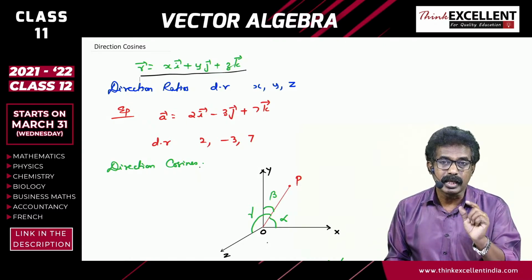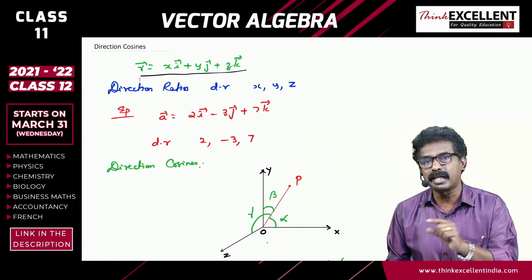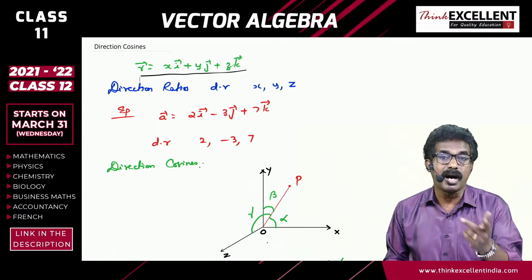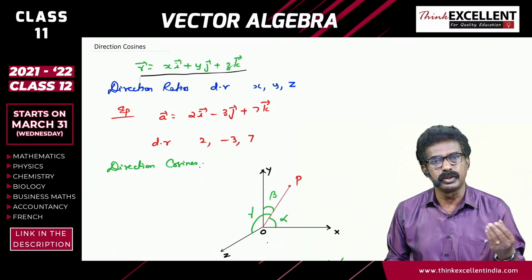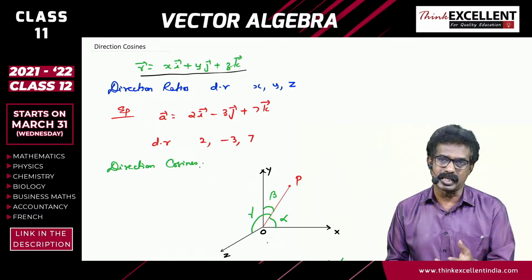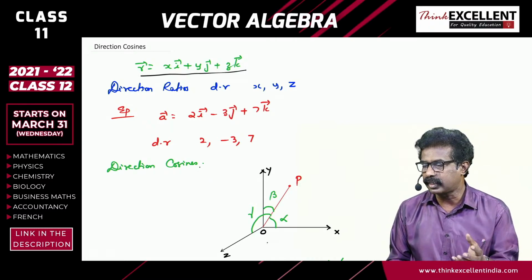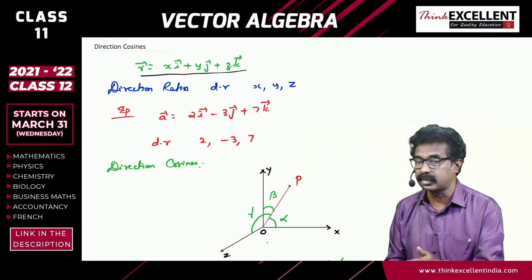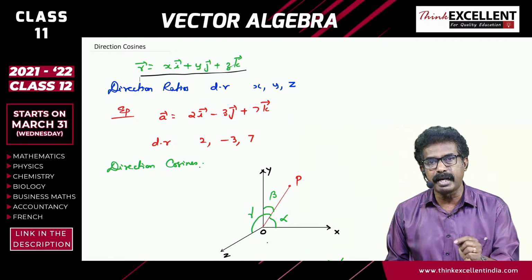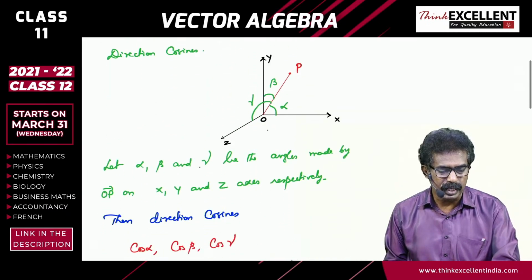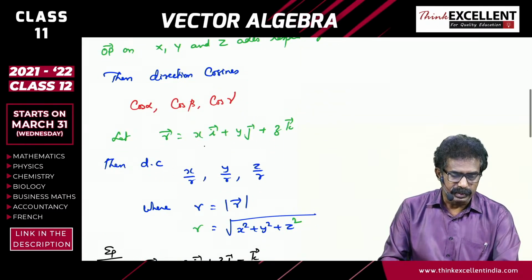What are we studying? Direction cosine, right? Now alpha, beta, gamma are the 3 angles, so take cos of each: cos alpha, cos beta, cos gamma. These are called direction cosines. So what are the direction cosines? Cos alpha, cos beta, cos gamma. And these alpha, beta, gamma are the angles made with the x-axis, y-axis, and z-axis.